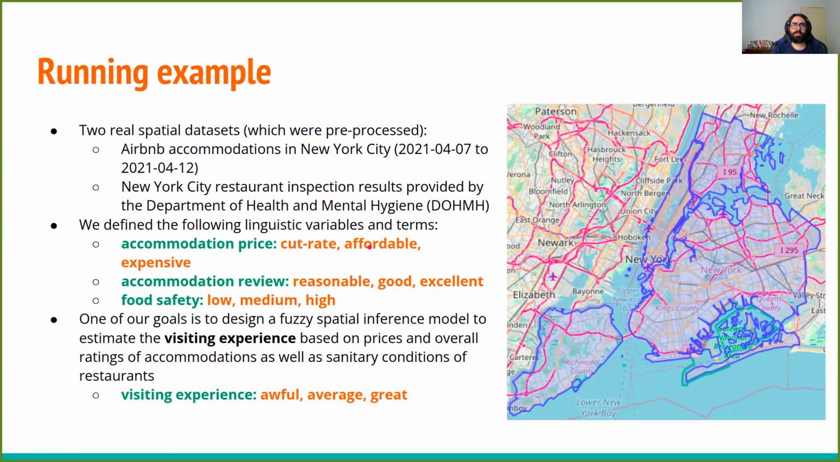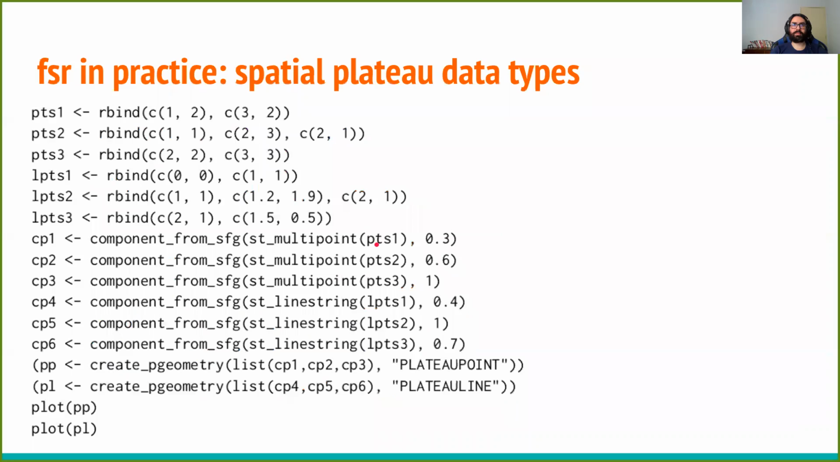One goal of our application is to design a fuzzy spatial inference model to estimate the visiting experience based on prices and overall ratings of accommodations, as well as sanitary conditions of restaurants. Thus, we also define the linguistic variable visiting experience. We classify an experience as awful, average, and great.